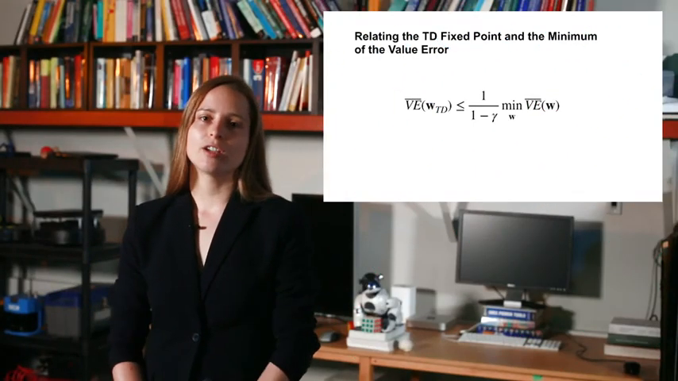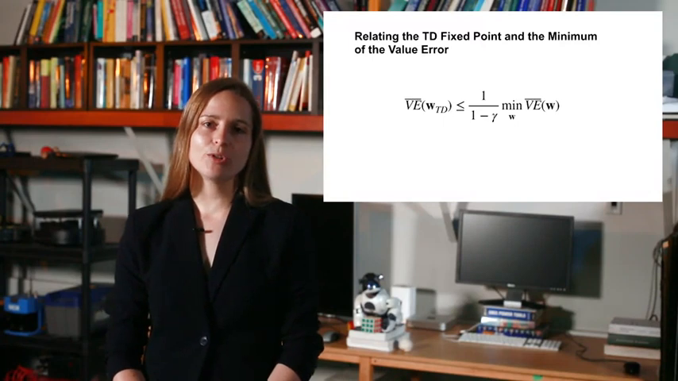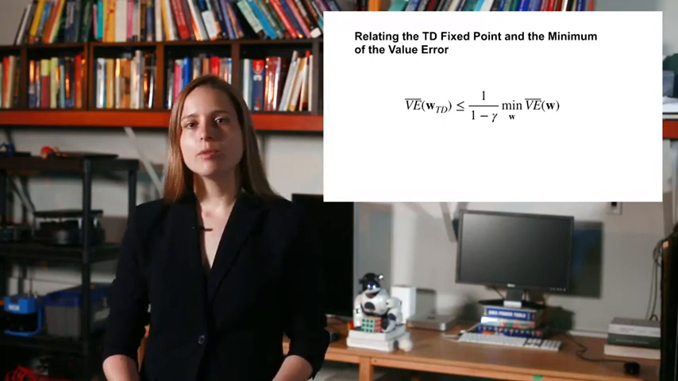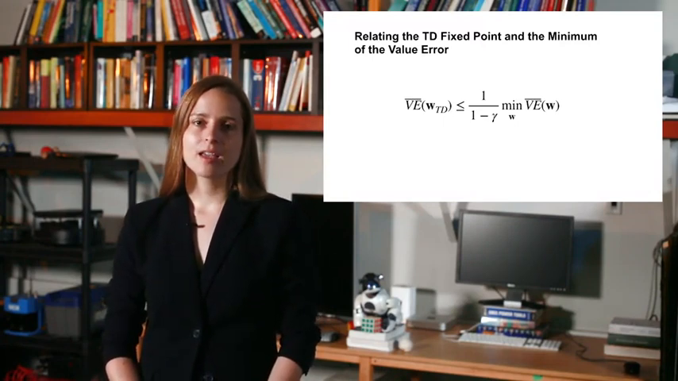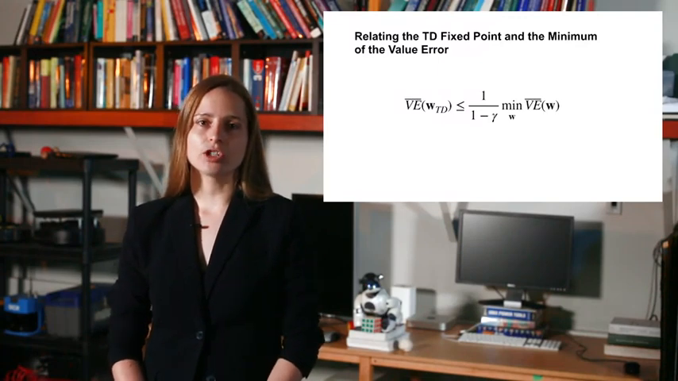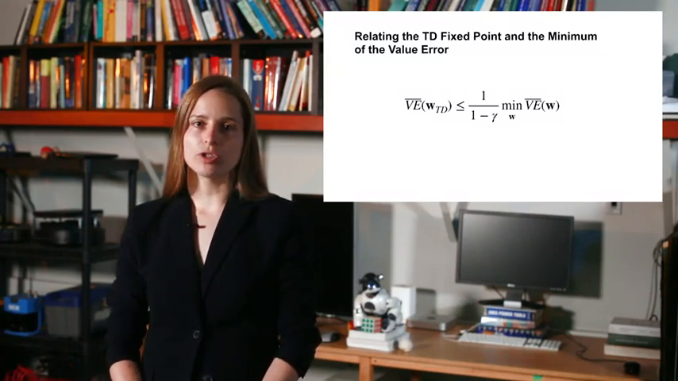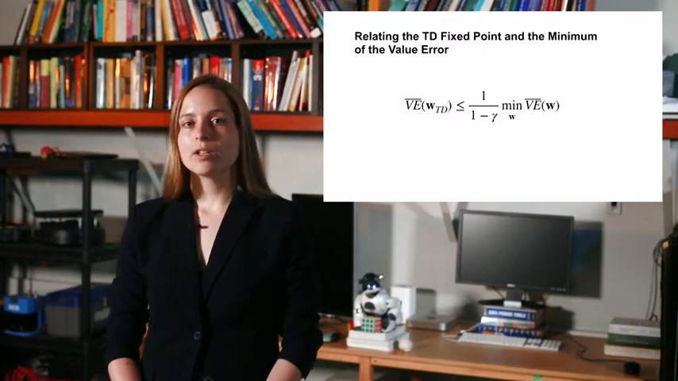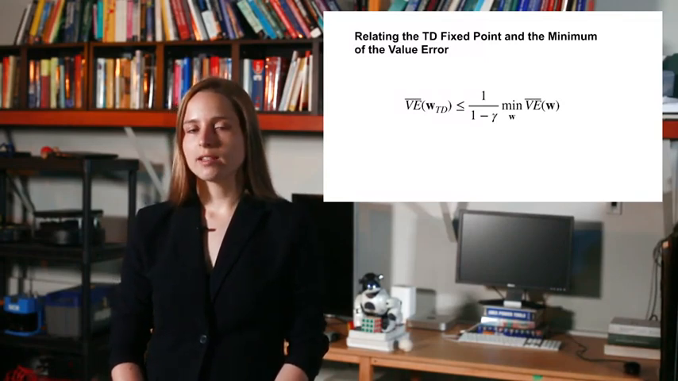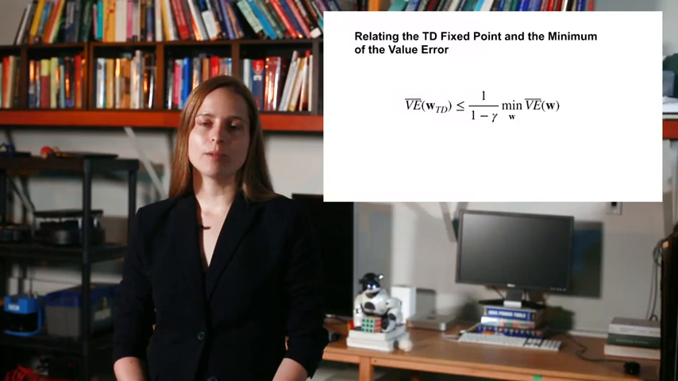Nonetheless, we do still want to understand the relationship between the solution found by TD and the minimum value error solution. We can formally characterize this relationship with this equation. The difference between the TD fixed point and the minimum value error solution can be large if gamma is close to 1. If gamma is very close to 0, on the other hand, the TD fixed point is very close to the minimum value error solution.